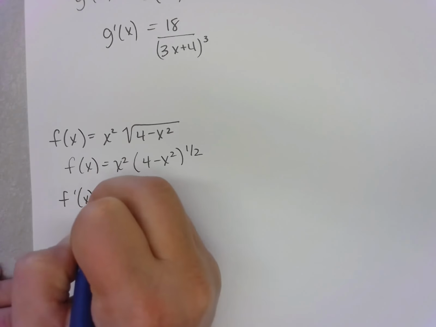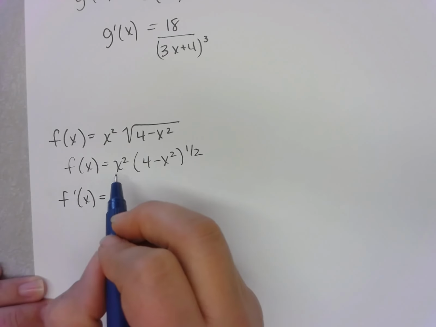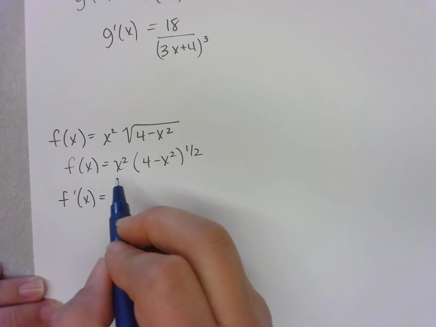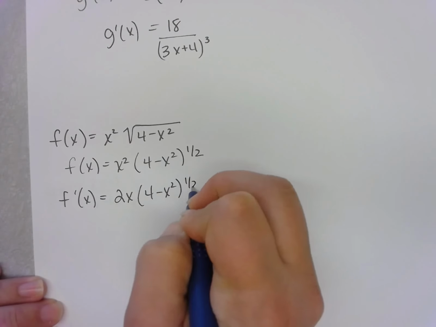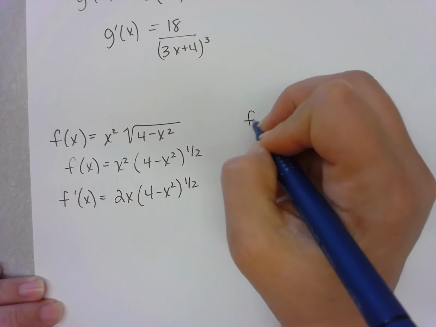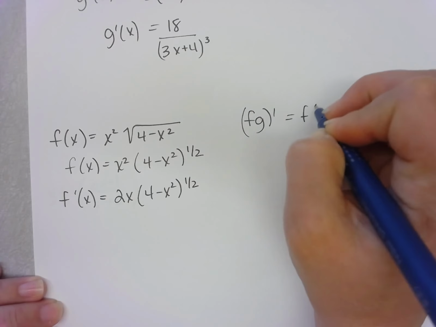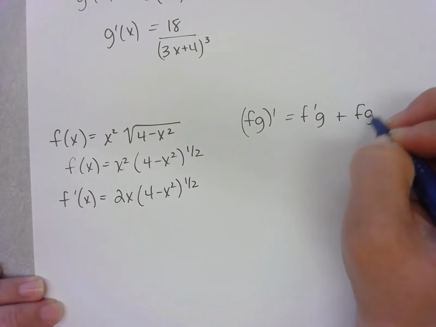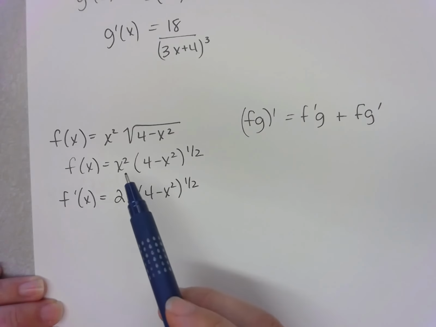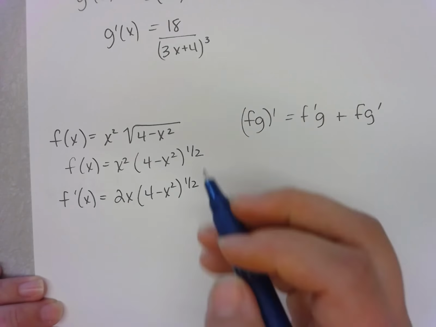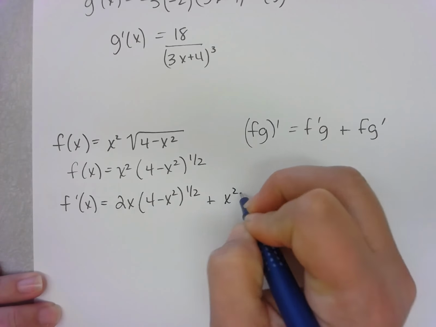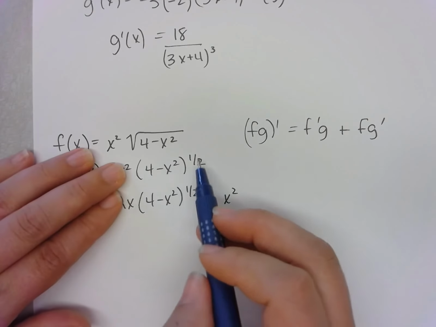So f prime of x will be equal to, I'm just going to write it out. The derivative of this will be first. It doesn't have to be first, I'm just using it because I'm going left to right. So the derivative of x squared is 2x, then times this. That's how we use the product rule: f g prime is f prime g plus f g prime, in either order. So this time I'm using x squared as my f, so I have f prime times g, and then plus x squared. This time I'm going to take the derivative of this term here.